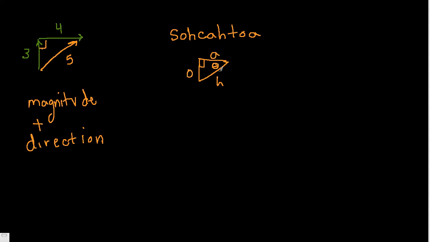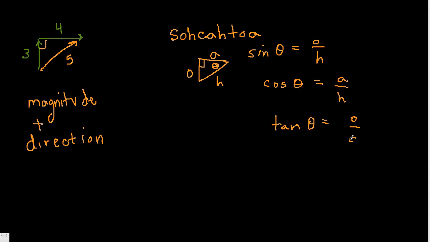So SOHCAHTOA says that the sine of our angle is equal to the length of the opposite side divided by the length of the hypotenuse. And the cos of the angle is equal to the length of the adjacent over the hypotenuse, and tan is opposite over adjacent.